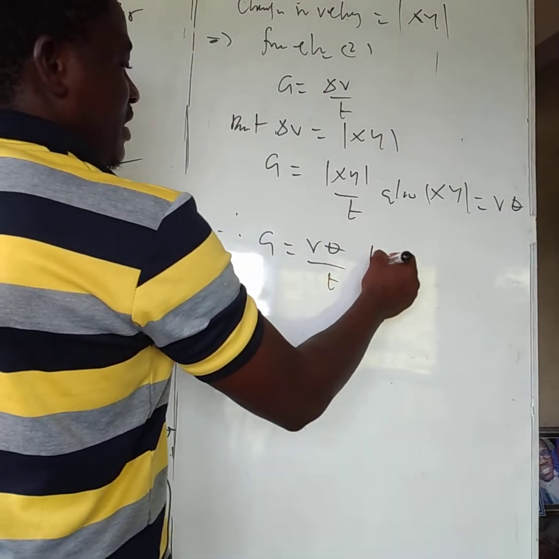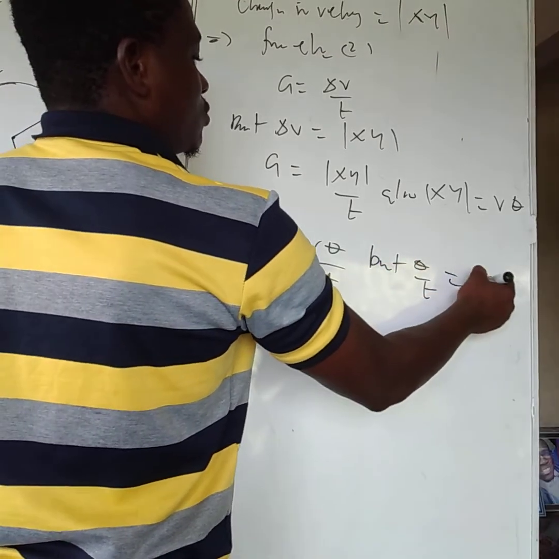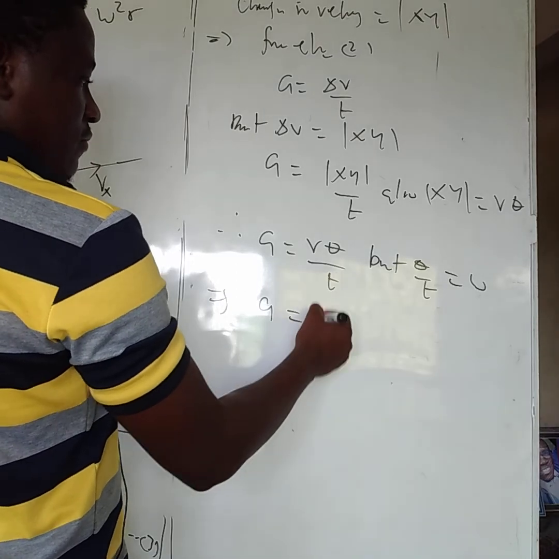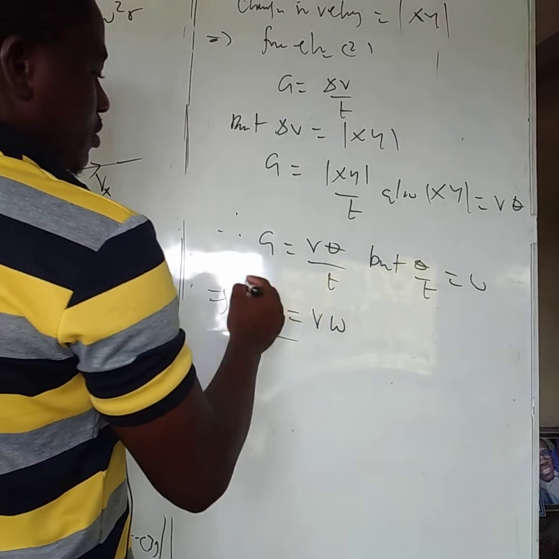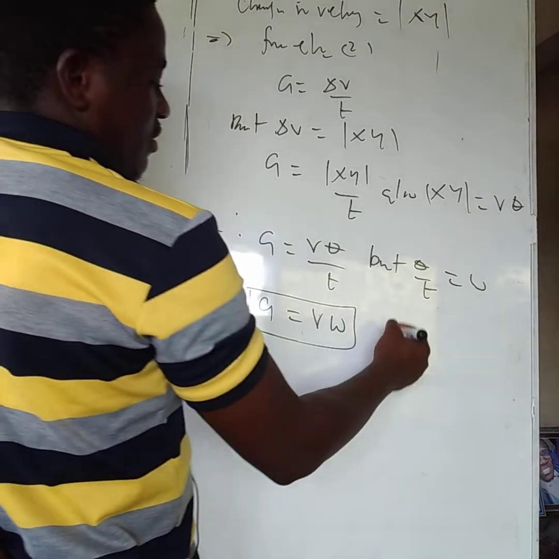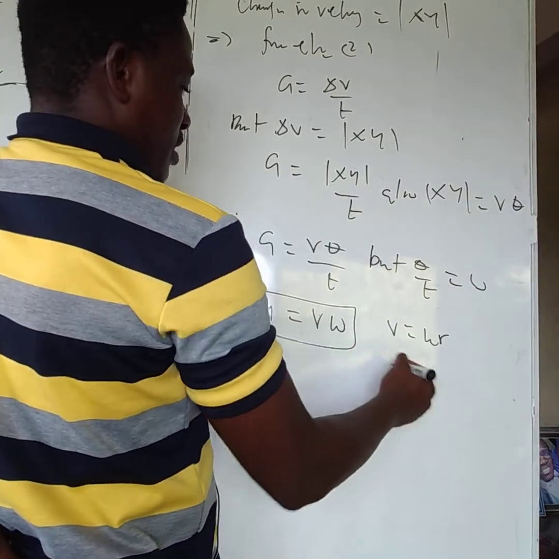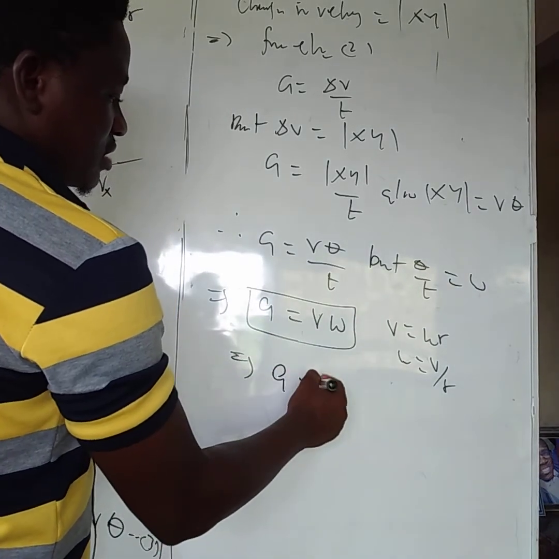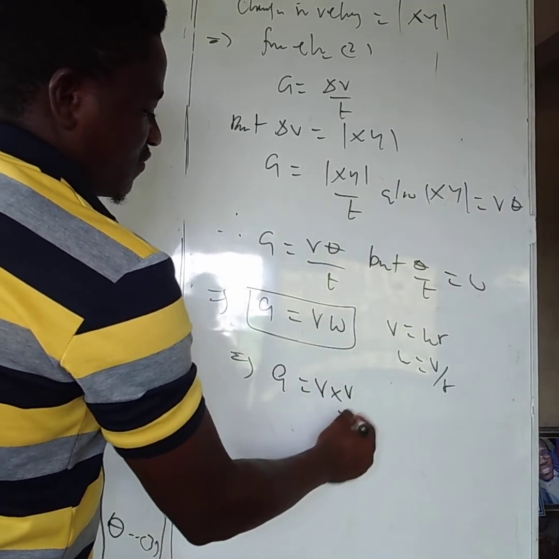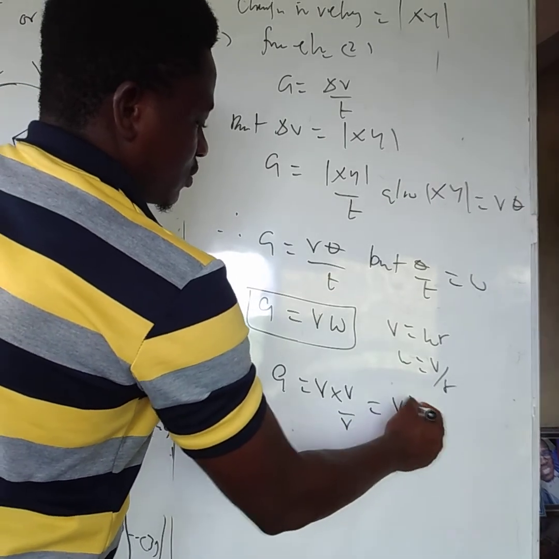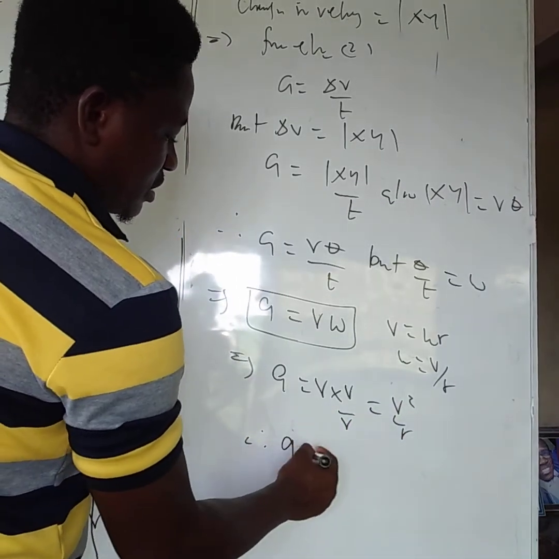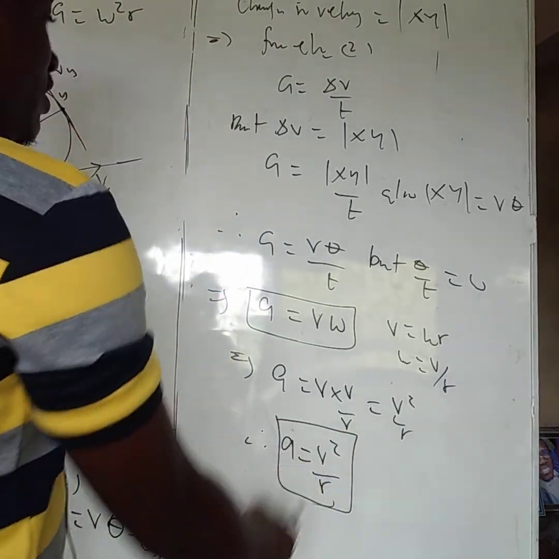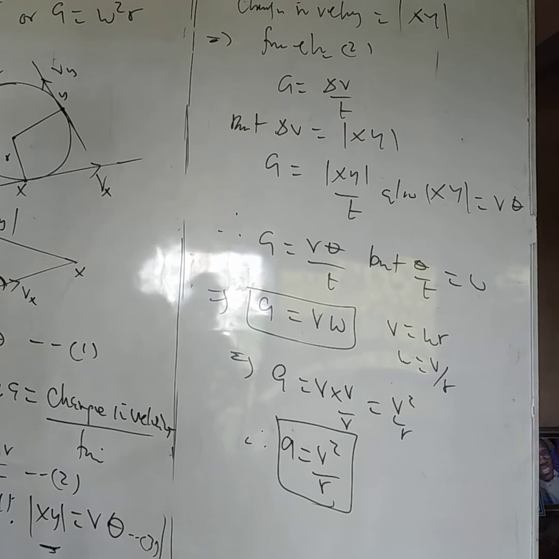This is it. But theta over t is equal to omega, implying that our acceleration A is equal to v multiplying omega. And we all know that v is equal to omega r, and therefore omega is equal to v over r, implying that our acceleration A can be equal to v multiplying v over r, which is equal to v squared over r. Therefore, acceleration A is equal to v squared all over r. This is how we can derive our equation for acceleration.